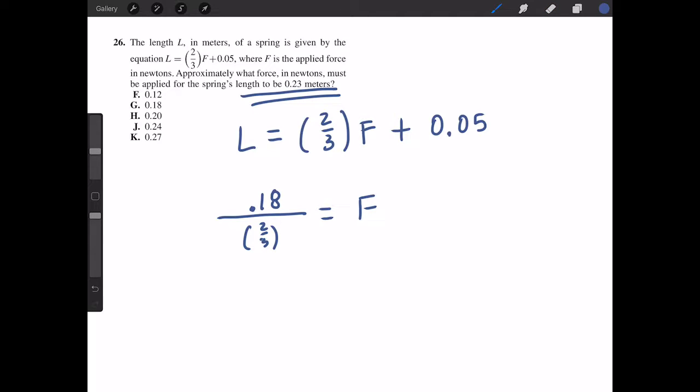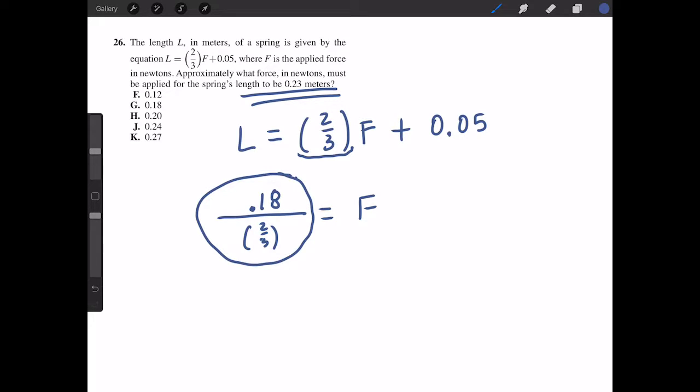Now, what's interesting is that if you're comfortable enough realizing that a fraction like 2/3 is just a number, it doesn't matter if you had, say, 5F, you would divide by 5. In this case, it's 2/3 times F, so you send the 2/3 dividing to the other side.